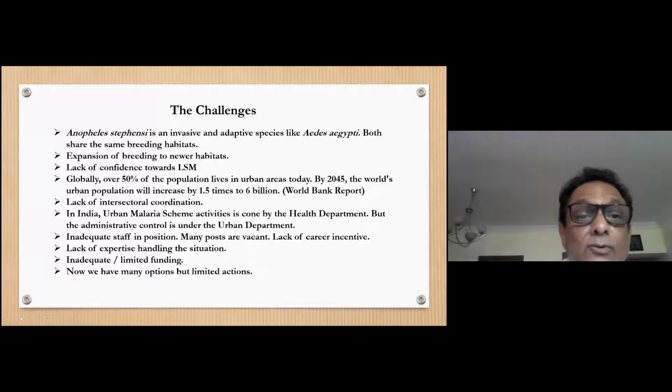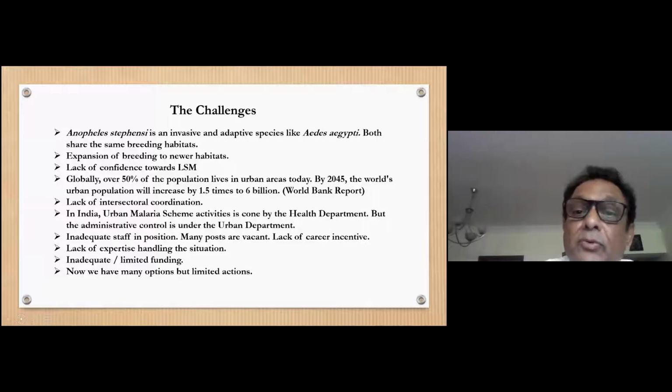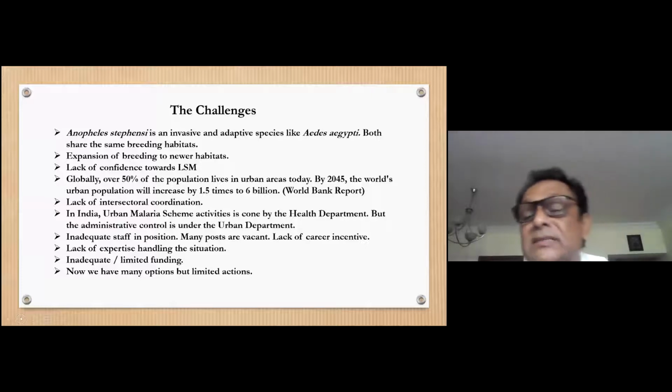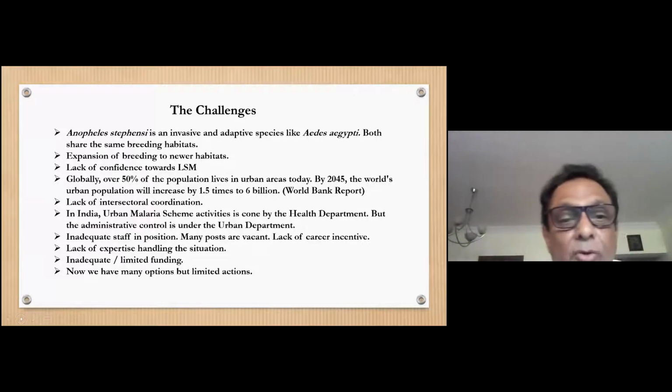Now the challenge is that globally over 50% of the population lives in urban areas today, and by 2045 the world urban population will increase by 1.5 billion, to 6 billion. Now this Stephensi will follow as urbanization follows. If you don't take care right now, I think it will go out of hand.